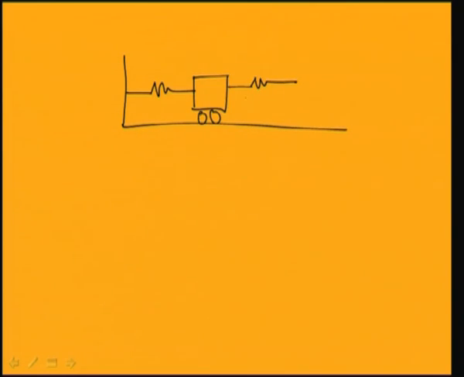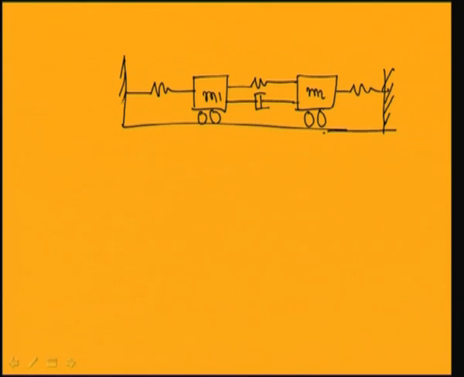So let us take a similar spring mass damper system, but here I will reduce the number of dampers. So let me put a damper only in the middle, to simplify the calculation. And so this is the system. Let us take the system. So this is M1, M2.